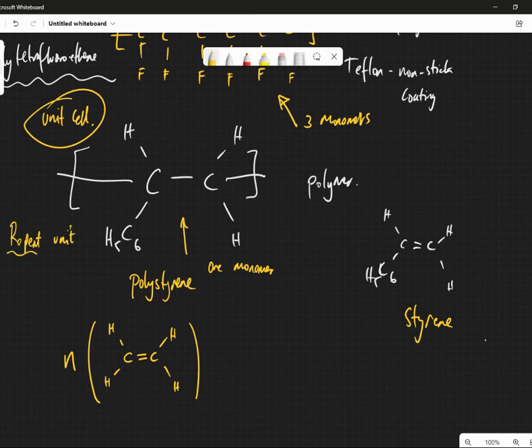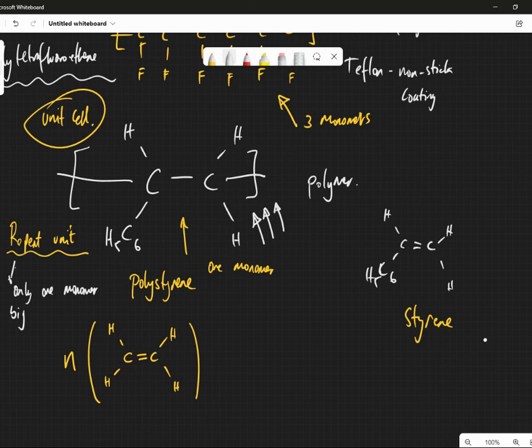I'm going to come back to this in a minute. A repeat unit is the smallest part of the polymer that, if you cut and paste it next to each other, will generate the polymer. So it's only one monomer big, the unit cell, the repeat unit. And there it is. If I draw this thing next to itself, I will generate the polymer, if you know what I mean.